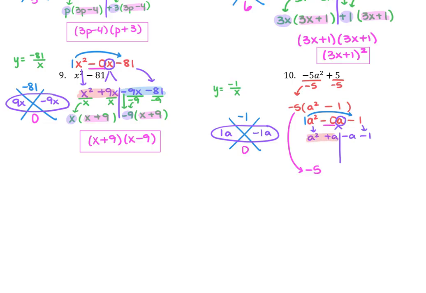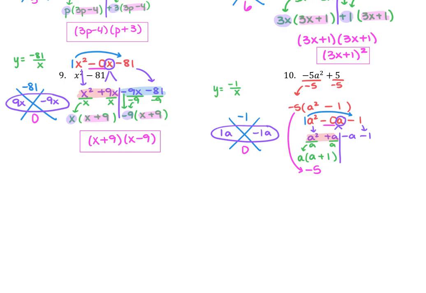Looking at my first binomial, I see that they have an a in common. So I'm going to divide both by a. Remember, that comes out in front of my parentheses. If I pull an a out of a squared, I'm left with a. And an a divided by a gives me 1.